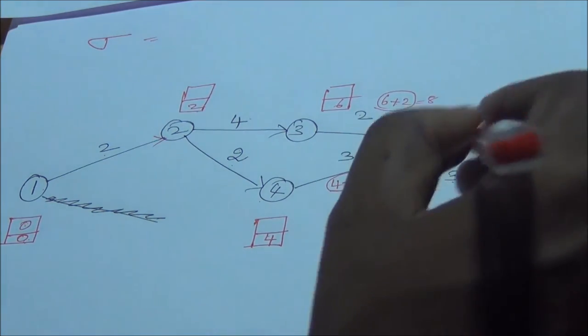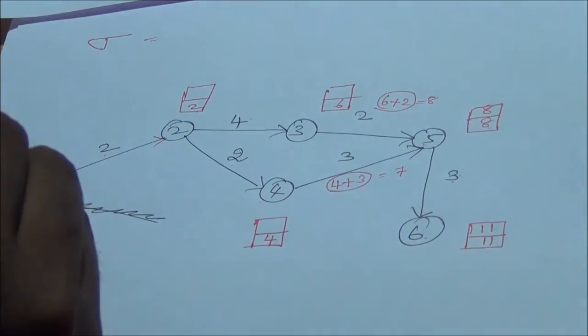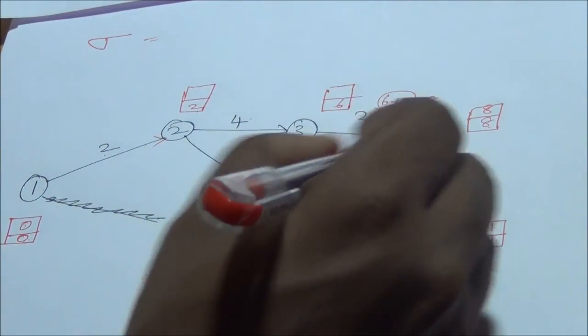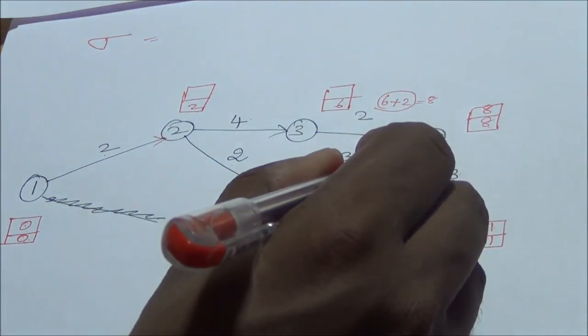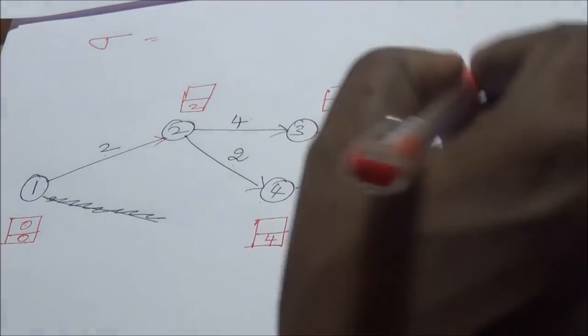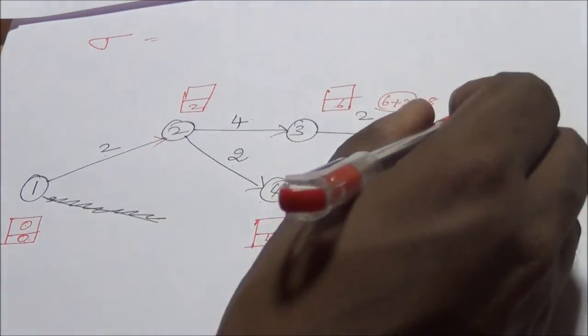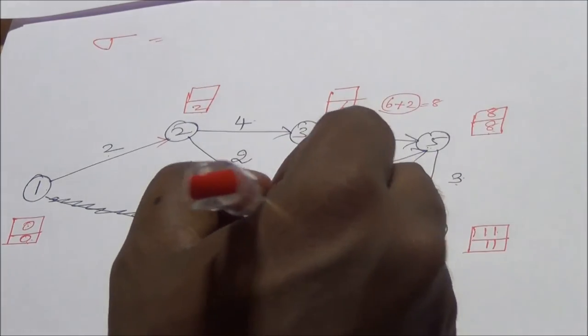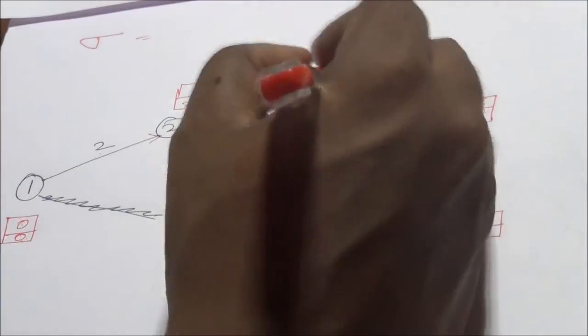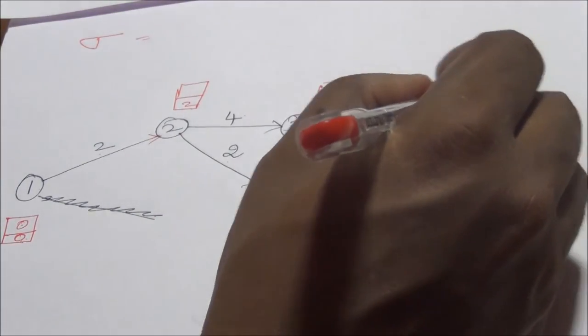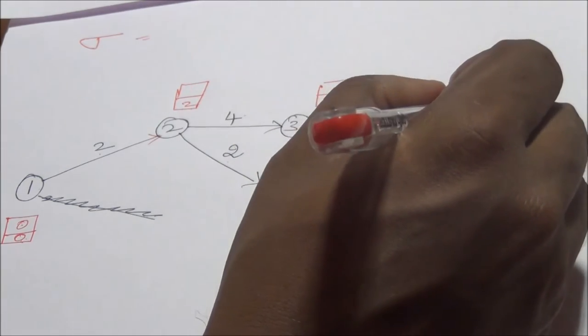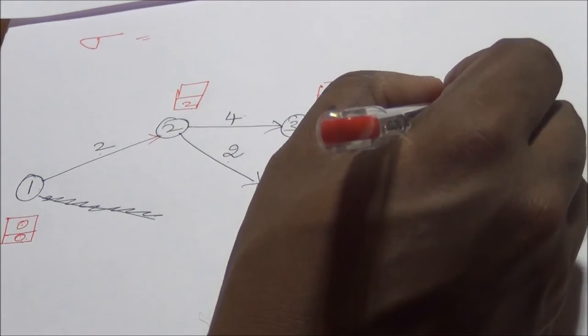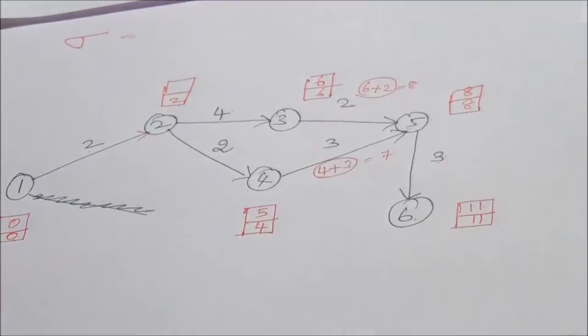So 11 minus 3 is 8, so it is 8. For 4, we have only one outgoing, so it is 8 minus 3, that is 5. For 3, we have only one outgoing, so we have 8 minus 2, that is 6.